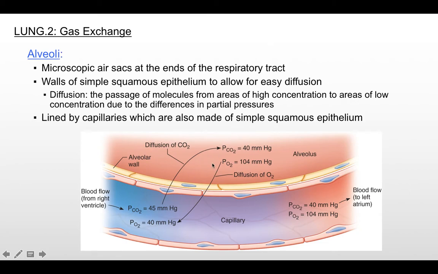Oxygen has the opposite set of pressures. We see the pressure of oxygen at 104 millimeters of mercury, the pressure in the capillary only at 40. And so oxygen will diffuse out of our lungs into the blood so that it can be carried to all the different tissues in your body that need oxygen to function. So a very effective transfer of gases is happening in the alveolus picking up CO2, dropping off O2, and by the end of this, we have oxygenated blood that's going to head back to the heart.